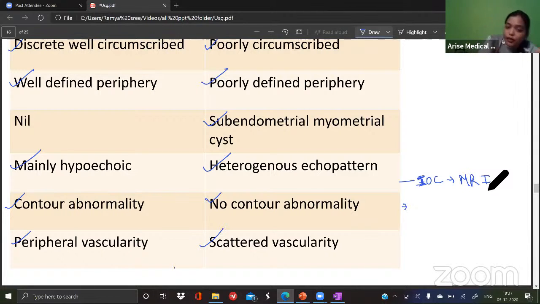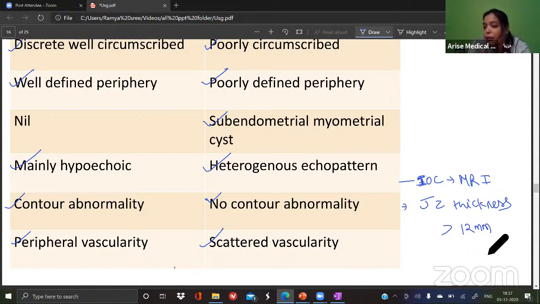On MRI, we consider something called junctional zone thickness. If the junctional zone thickness is more than 12 mm, we call it adenomyosis. So the investigation of choice is MRI, whereas the first line is TVS. That's also one more very important point. On MRI, you will see the junctional zone thickness, that means between the endometrium and myometrium. If the thickness is more than 12 mm, we call it adenomyosis.